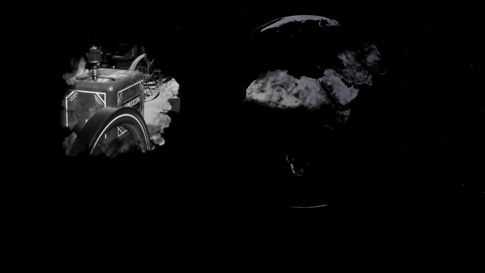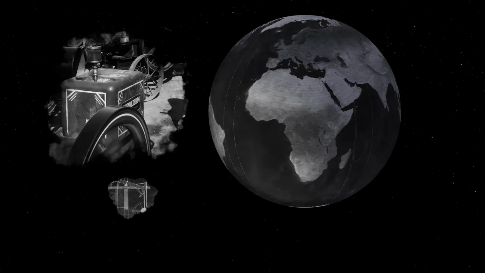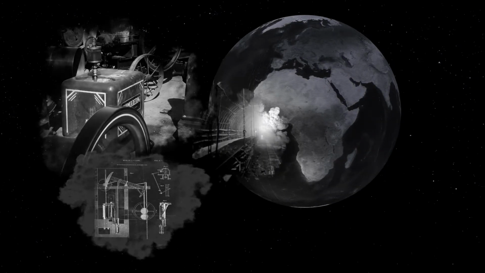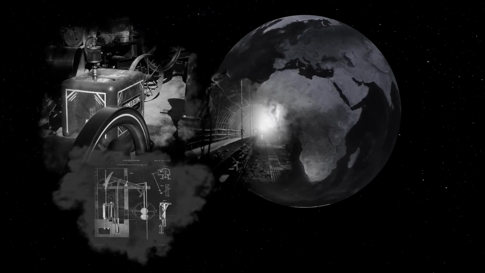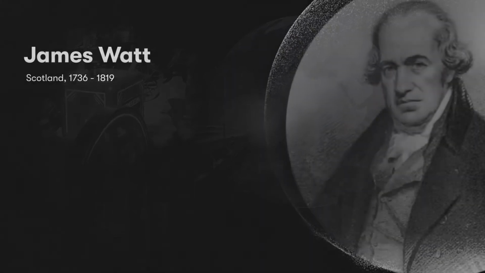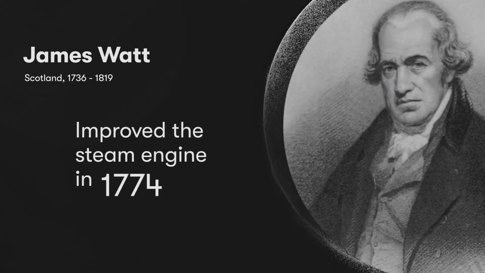In the early 18th century, Thomas Newcomen succeeded in creating a steam engine. This invention was beneficial for the English mining industry, which was now able to remove water from deep mine shafts. The Industrial Revolution started accelerating when the Scotsman James Watt improved the steam engine in 1774.